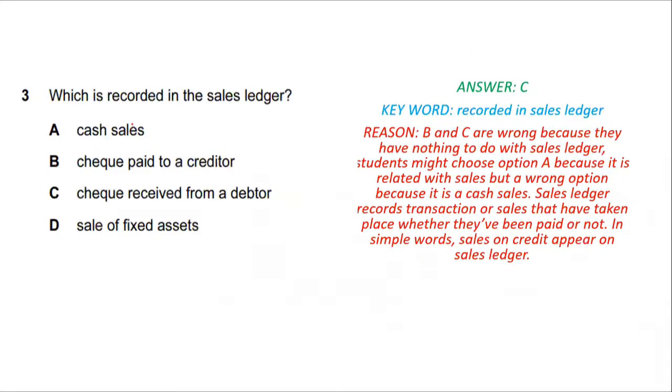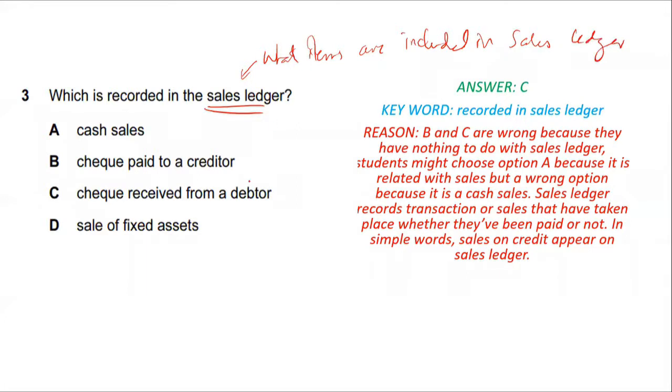Multiple choice number 3: which is recorded in the sales ledger. So the key term is sales ledger. You should know what items are included in the sales ledger. So we go through the options. Cash sales, okay, you can keep this in mind. Cheque paid to a creditor. Now this is a creditor, and has nothing to do with sales, so you immediately cross this option out. This is incorrect. Cheque received from a debtor.